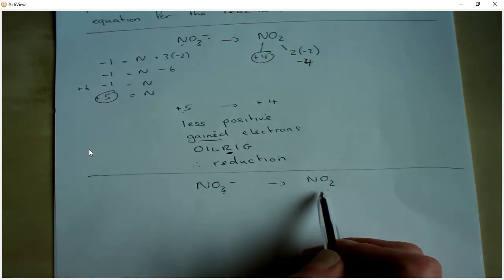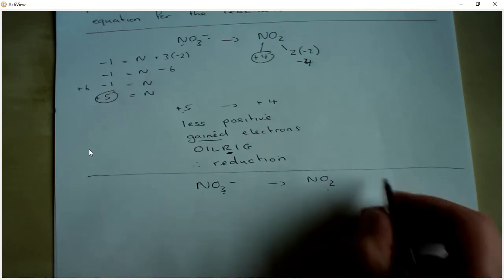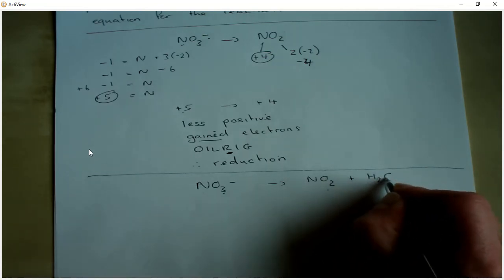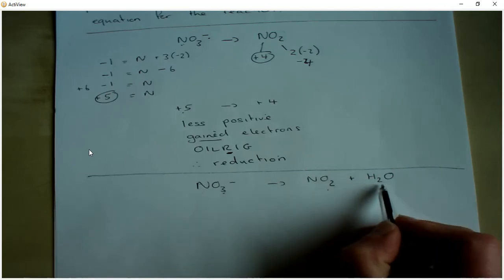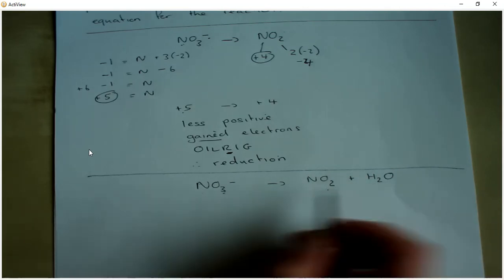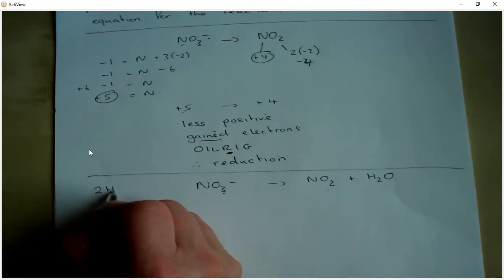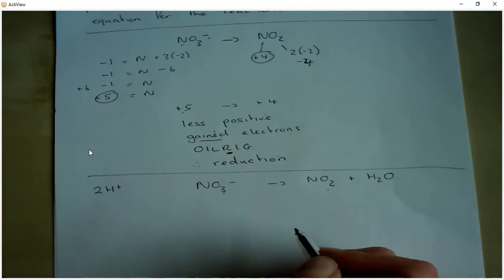If you remember, in order to balance the oxygens, we add water. So I need 1 more oxygen on this side, so I add water, which is H2O. And now I've got 2 hydrogens on the right-hand side, so I need 2 hydrogens on the left-hand side. And we balance that, remember, by adding H+. So I'm adding 2 H+.